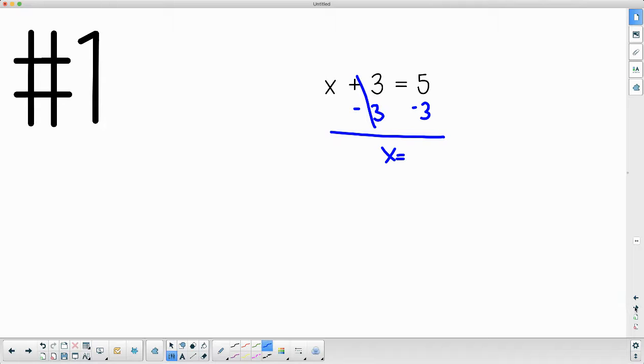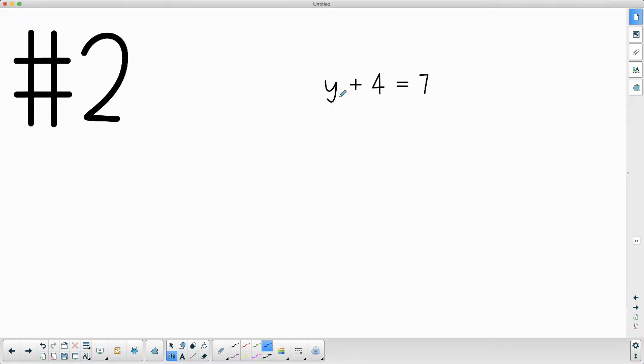Number 2 gives us y plus 4 equals 7. So we do the opposite of plus 4, which is to minus 4 on both sides. This cancels out, and then that problem will tell us what y equals.